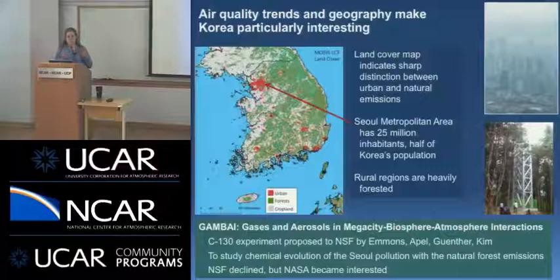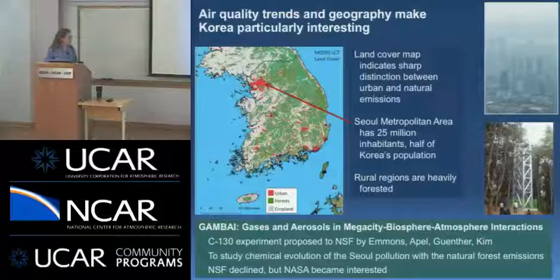So a few years ago, Alex, Eric, Seong Kim, and I proposed to NSF to take the C-130 for a project called GABI, Gases and Aerosols in Megacity Biosphere-Atmosphere Interactions. GABI means cheers, or something like it, in Chinese, Korean, and Japanese. So we thought it was a very appropriate name for the region. The Koreans weren't so sure that was an appropriate name for a scientific experiment, but we really liked it. But NSF didn't really like the experiment, so GABI is on the back burner.